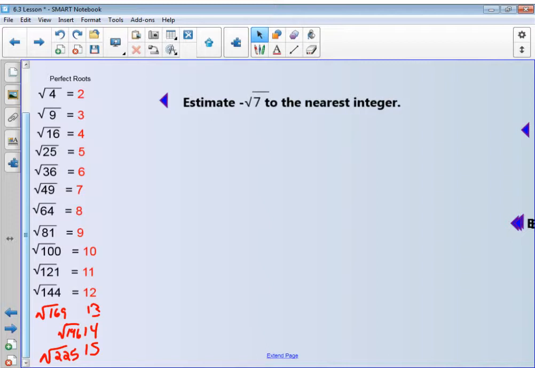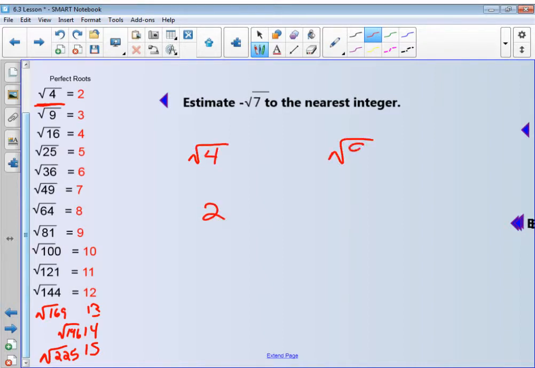So if we were to find the negative square root of 7, well, let's just think if it was positive, where would it fall? Well, square root of 7 would fall in here, right? So it would fall between the square root of 4, which is 2, and the square root of 9, which is 3. Which is that closest to? Well, it's 2 away from 9 and 3 away from 4. So it's closest to 9.